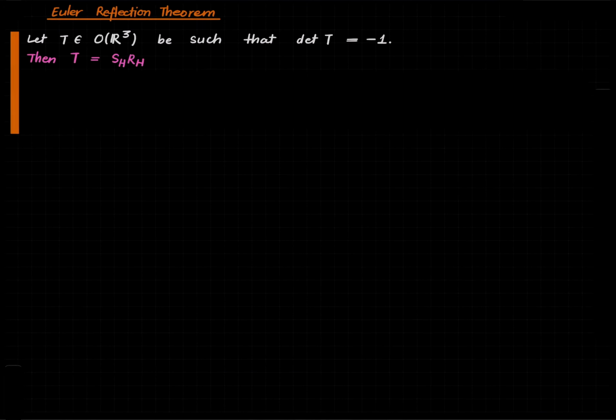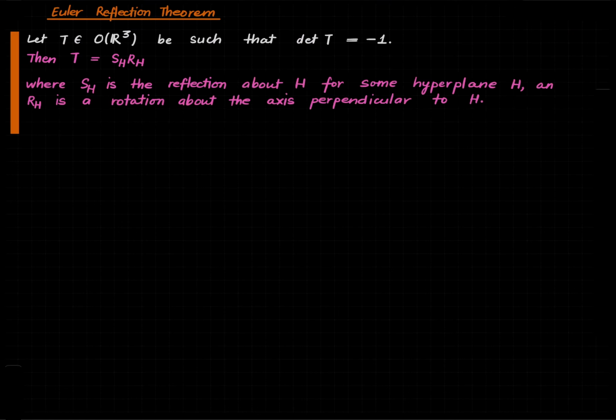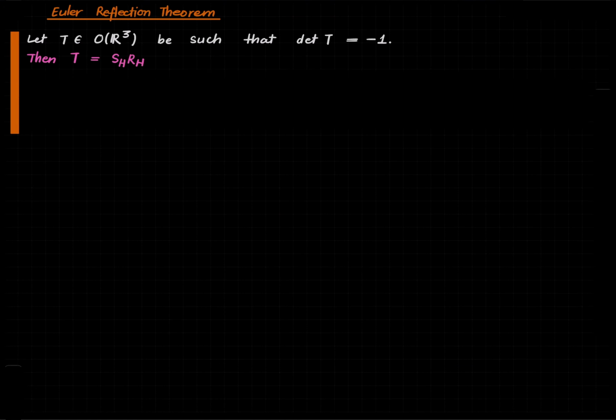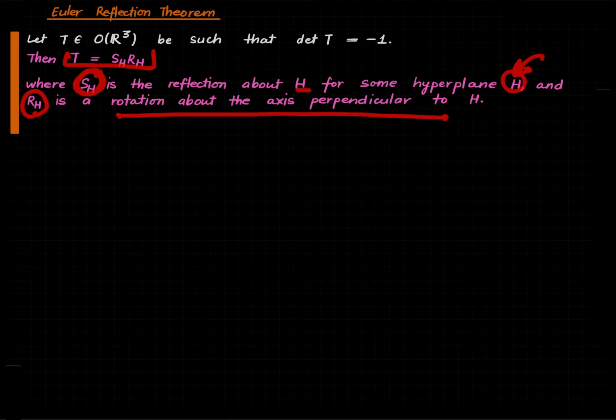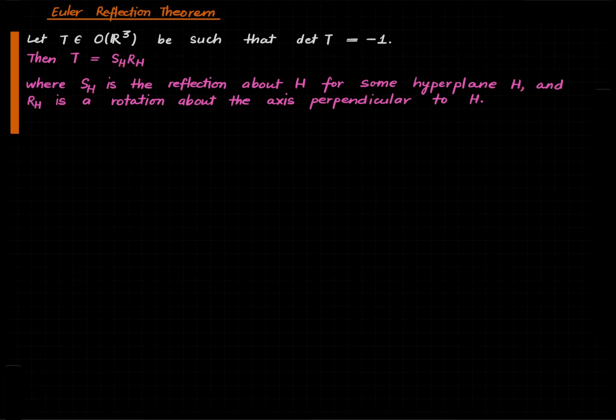And now finally, the Euler reflection theorem, even though you will not find this particular phrase in the literature, but what else will I call it? I'll just leave this as an exercise. The fact is that if you have an orthogonal transformation T of R3 whose determinant is minus 1, then you can express T as this composite, T = R_H composed with S_H, where S_H is the reflection about H for some hyperplane H. I mean, there exists a hyperplane H such that T can be written this way, where S_H is the reflection about H and R_H is a rotation about the axis perpendicular to H. So this is an exercise, a very simple thing. If you understood the previous theorem, this is nothing.